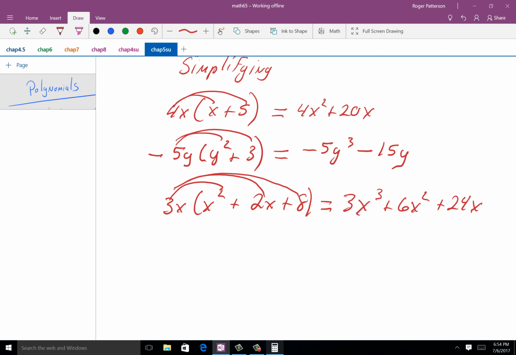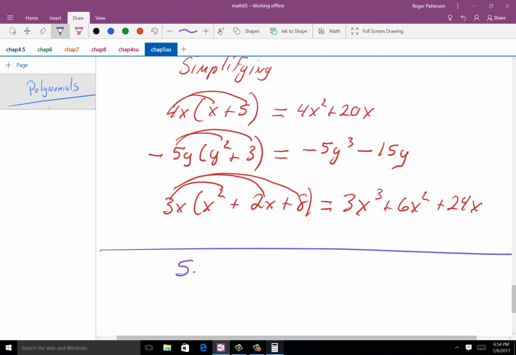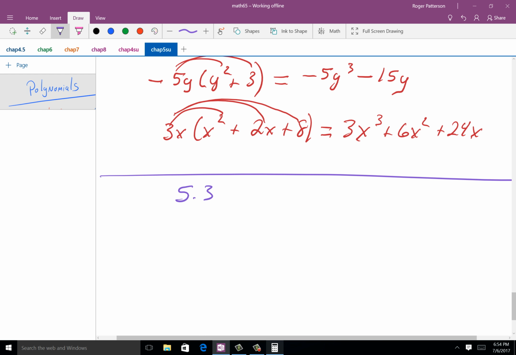Any questions on that part? Okay, so believe it or not, that's the end of 5.2. 5.3 is more multiplication of polynomials. This is what you're going to see most often.